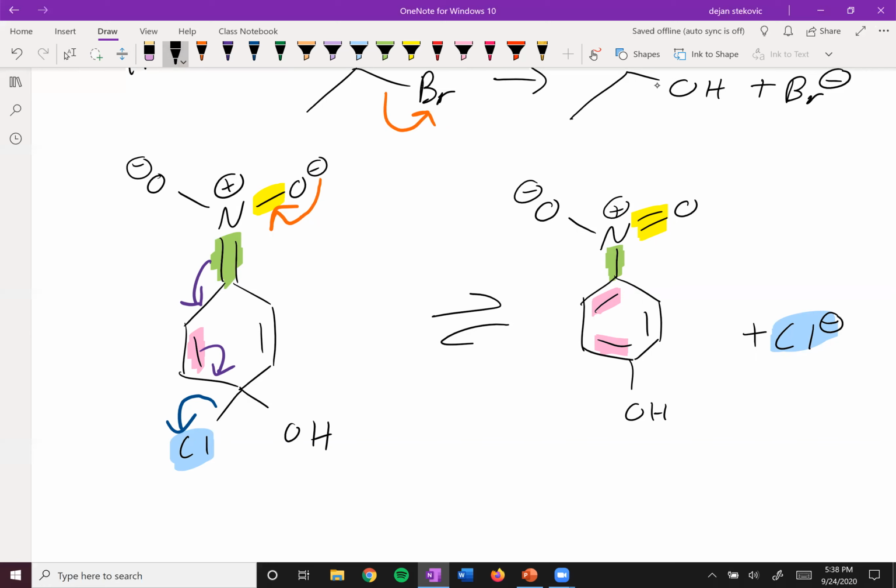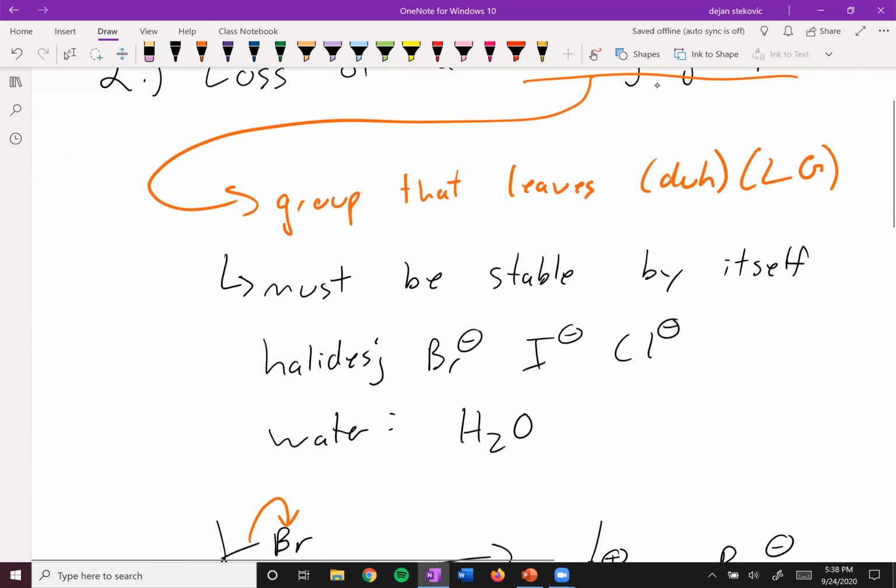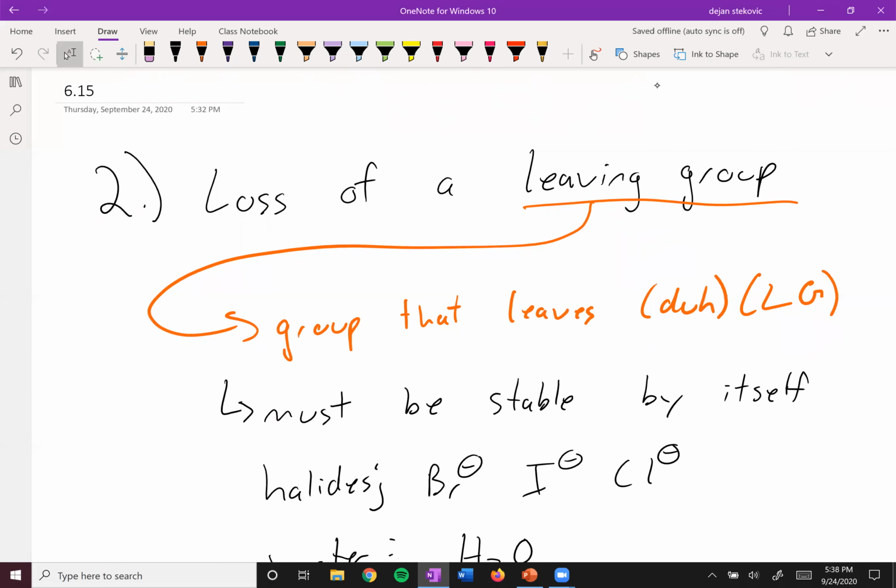This is definitely a more advanced problem. I wouldn't expect you to be able to do this just yet, but it's just a good example. And you can actually just do this in 2 steps. One step, you could draw the resonance structure of this, and then just kick out the chlorine as well. So go ahead, try to do it that way instead. And in the end, right, we learned nucleophilic attack, and now we're thinking about loss of leaving groups.